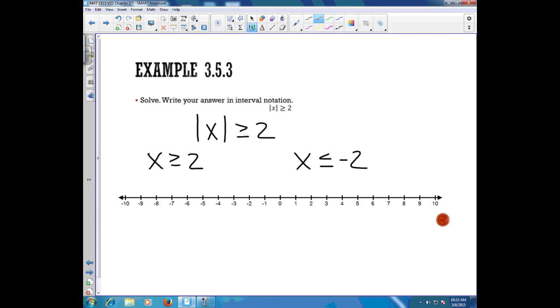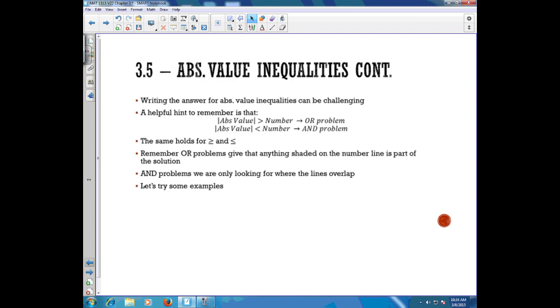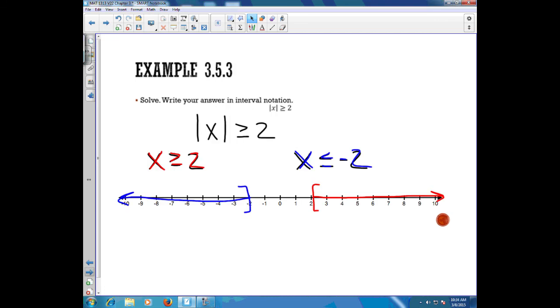And so the first one, x is greater than or equal to 2. And the second one, x is less than or equal to negative 2. Remember what I said on the previous slide? If we have an absolute value greater than a number, we treat it like an OR problem. And so any part of this line that's shaded is part of our answer.